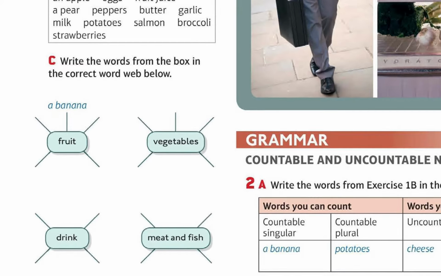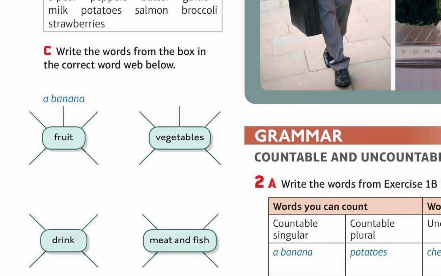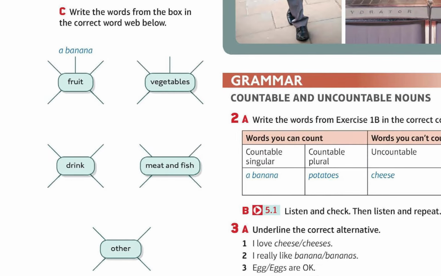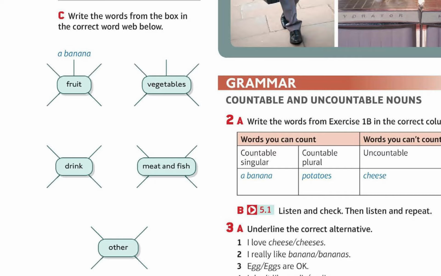Now, exercise C. Write the words from the box in the correct word web below. For example, if it's a fruit, we have to write here banana. If it's a vegetable, we have to write it here. If it's a drink here, meat and fish here, and other than fruit, vegetables, drinks, meat and fish, then here. So write down your word web below and share it later with me.